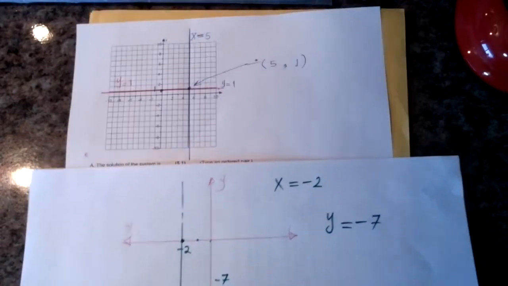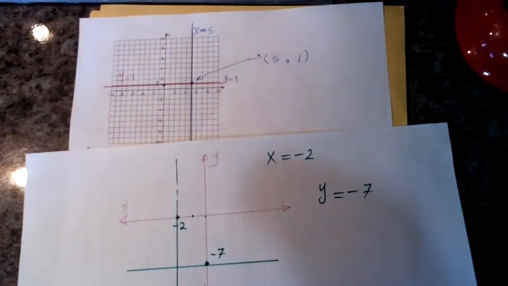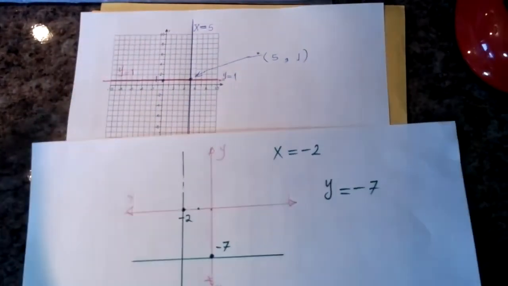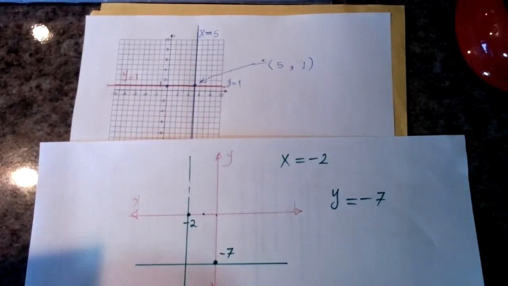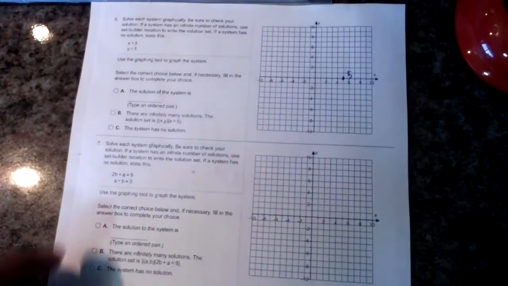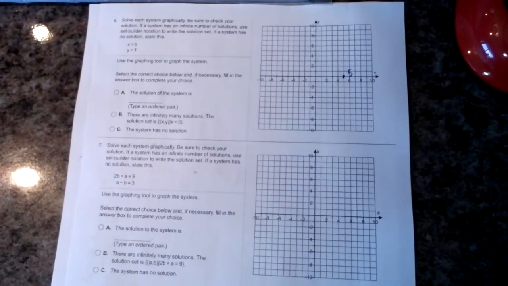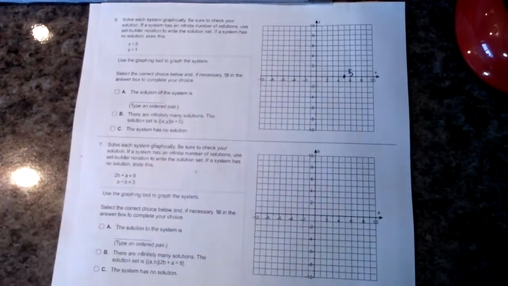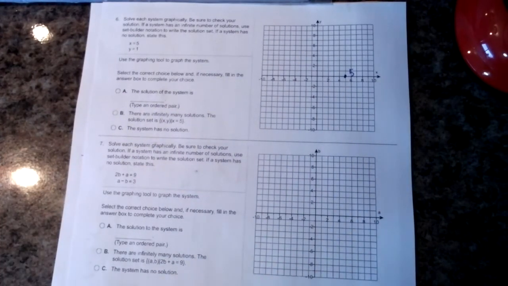And then the next one is the last problem here. Number 7, they ask you to graph these two equations. You know, sometimes instead of x and y, we have a and b. So you could use any letter as long as you have two different letters. So now they ask us to graph these two.